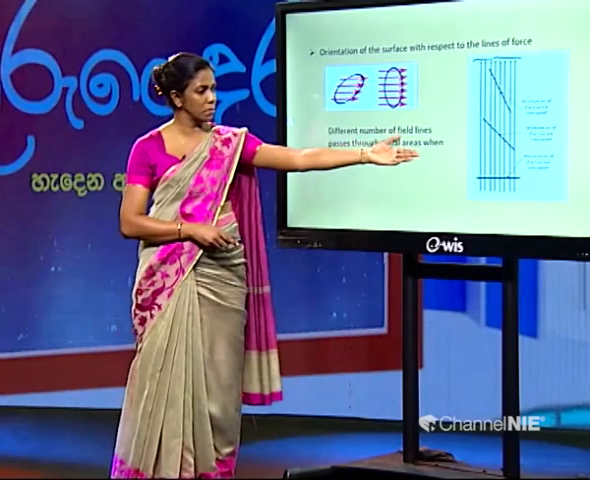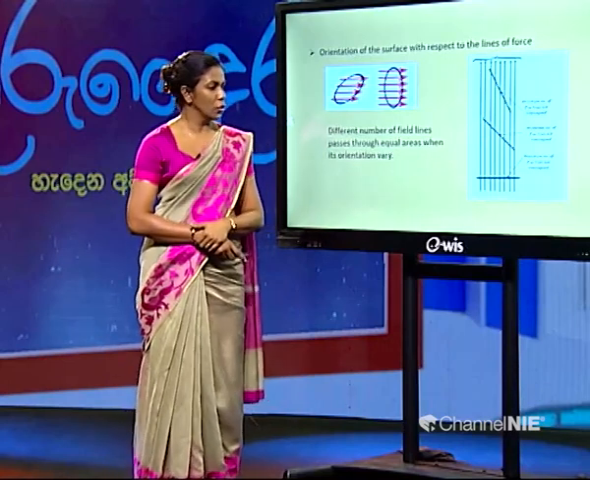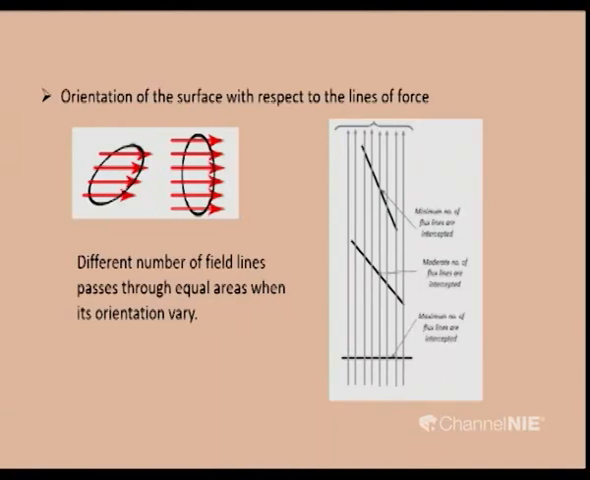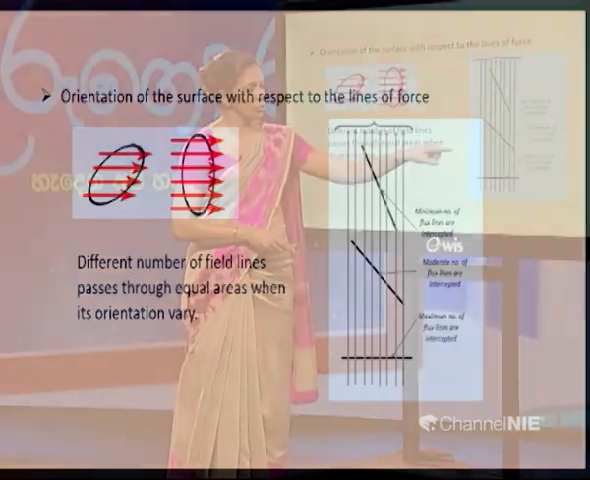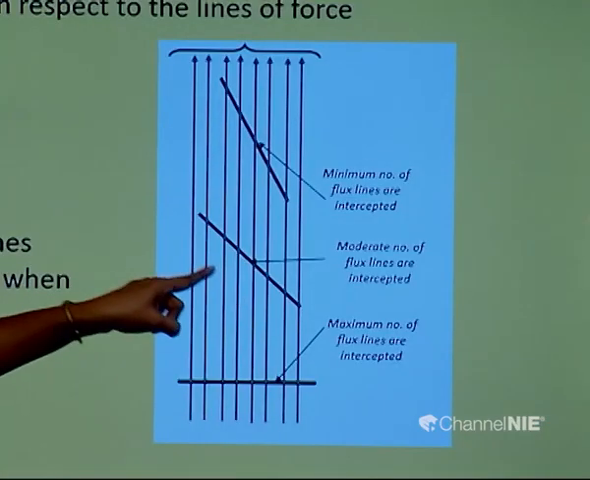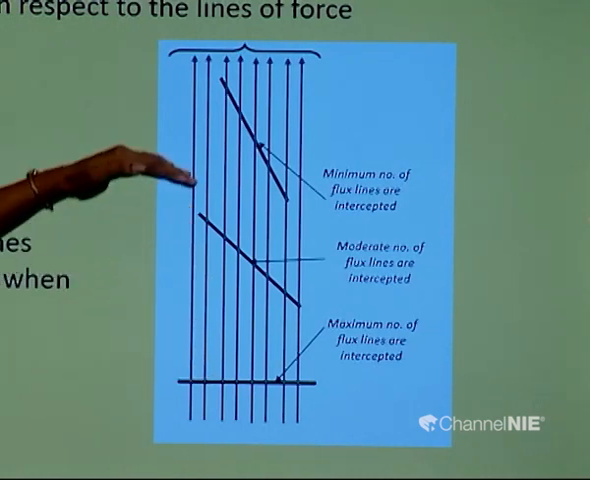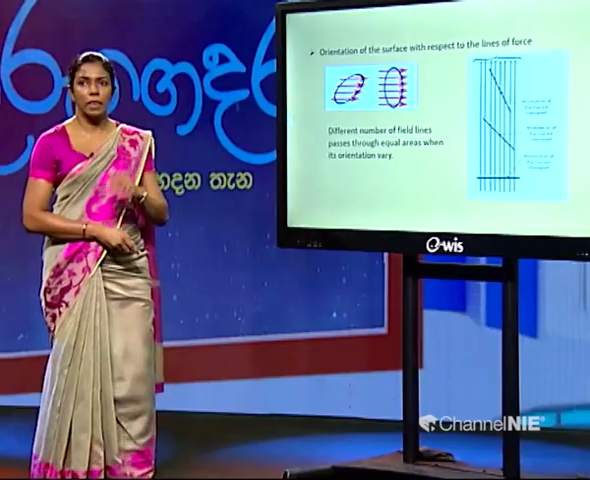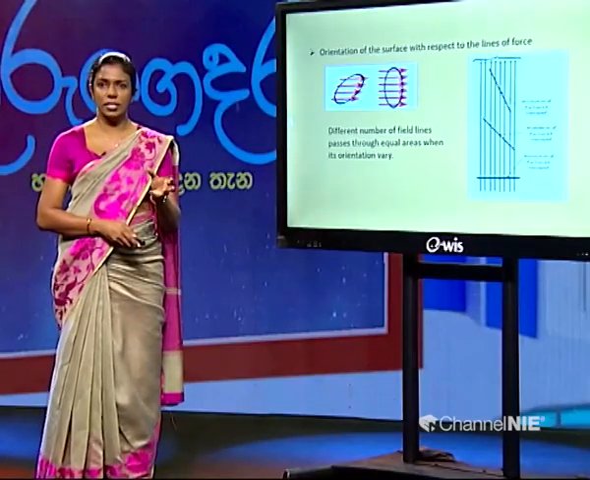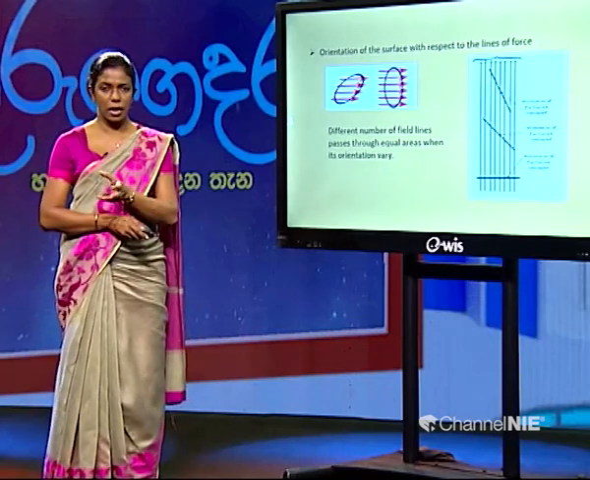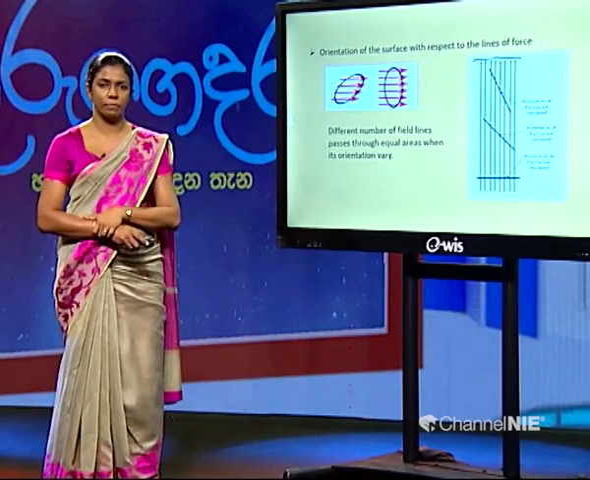This can be further explained by the diagram there. The same area, when kept at right angle to the field, has more field lines passing through it, and as the orientation changes, the number of lines passing through the same area becomes lesser and even lesser. So, what we learned here was that flux is represented qualitatively by the number of field lines.